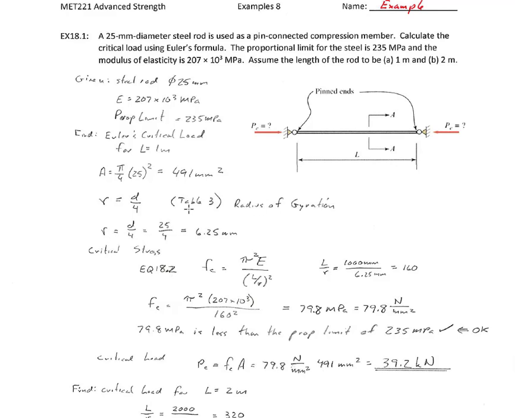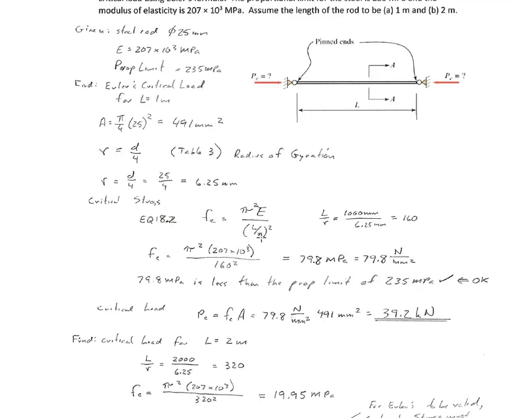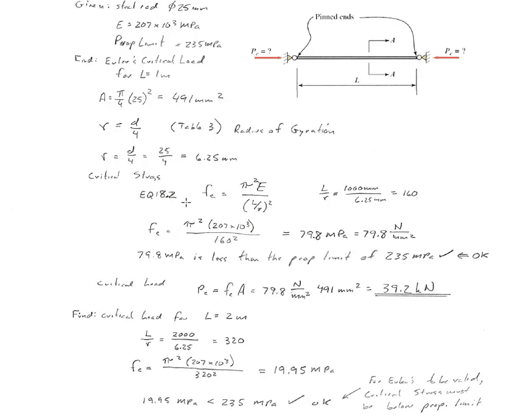So, if we look in table 3 for a round bar, the radius of gyration is d over 4, which is 6.25 millimeters. The critical stress by using 18.2 is going to be pi squared times E divided by (L over r) squared. That's our slenderness ratio. I calculated the slenderness ratio here is 160. And then I calculated what my critical stress is using equation 18.2, and I got 79.8 MPa, which is also 79.8 newtons per millimeter squared.